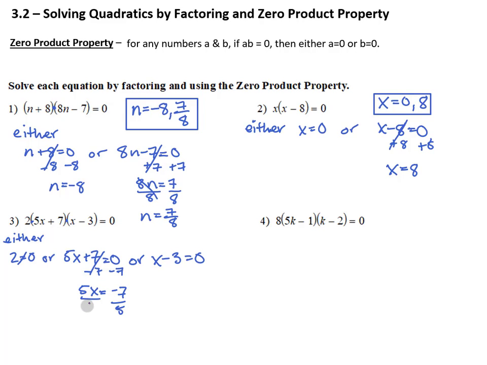So we're going to end up with negative 7/5. And for our second one, we just need to add 3 over to get x by itself here. So we get x equals 3. So our possible solutions, I'll have to write them down here this time, are x equals negative 7/5.